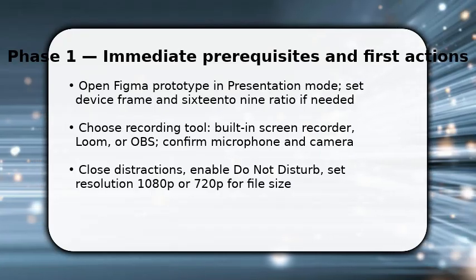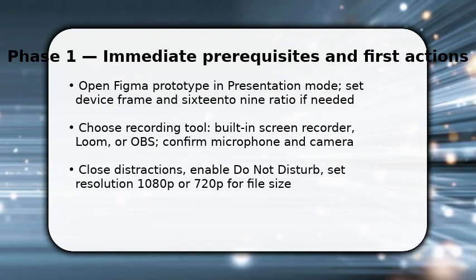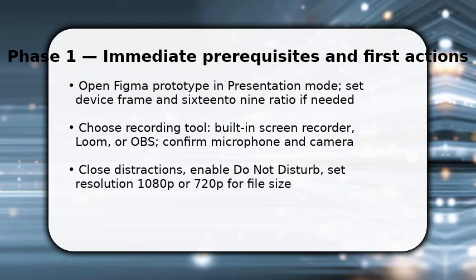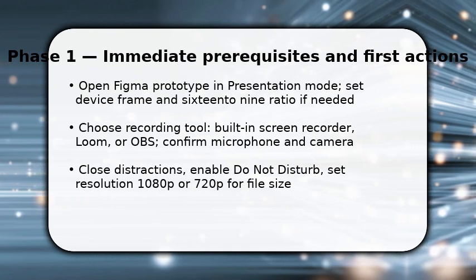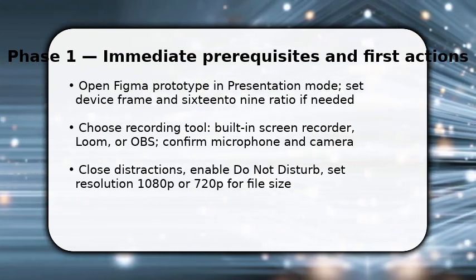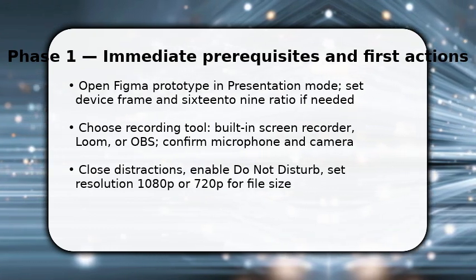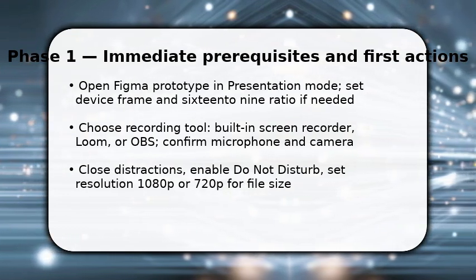You're starting now. Open your prototype in presentation mode and position the artboard exactly how viewers should see it. Next, pick a recorder, built-in, Loom, or OBS, because you'll need mic input and optionally camera. Make sure audio levels are set and Do Not Disturb is on. Once done, do a quick 5-10 second test clip to confirm screen capture area and voice clarity. This prevents redoing long takes and gives you consistent footage to edit later.